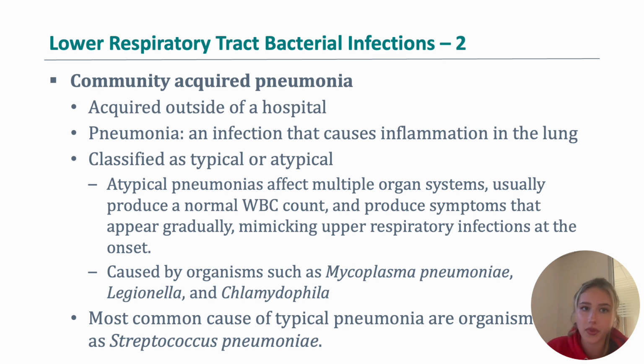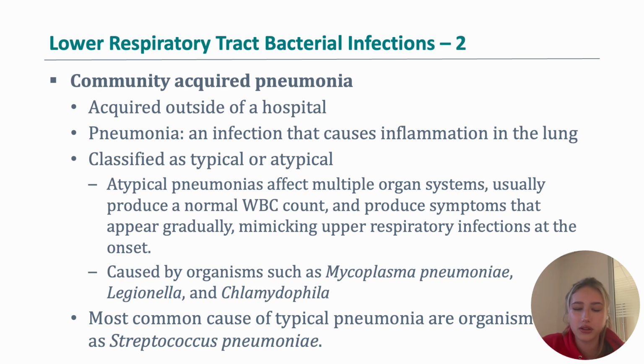CAP, community-acquired pneumonia, is usually treated with antibiotics taken orally for a span of typically 5 to 7 days. Most people start feeling better within the first few days of starting the treatment, and for those who need to be hospitalized, antibiotics specific to the infection are given, sometimes intravenously.